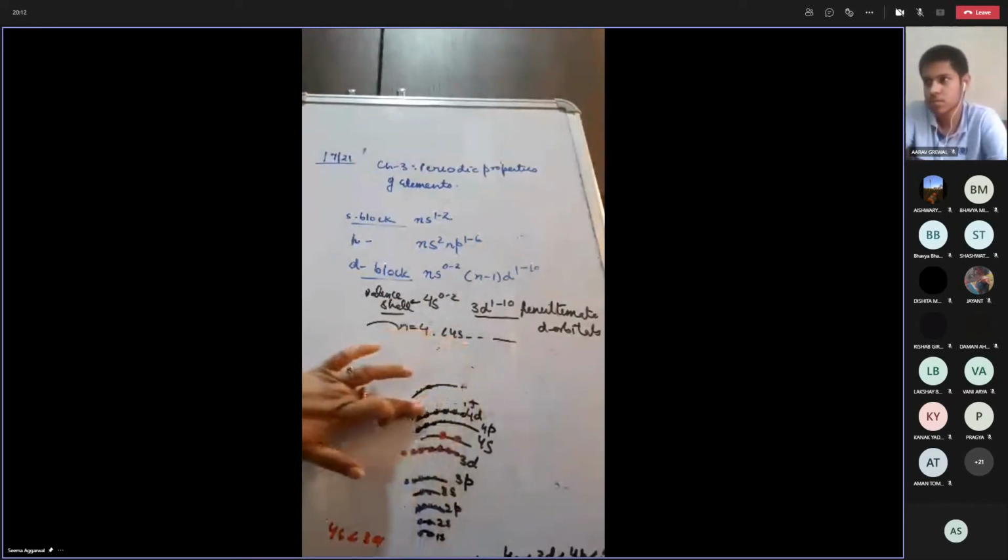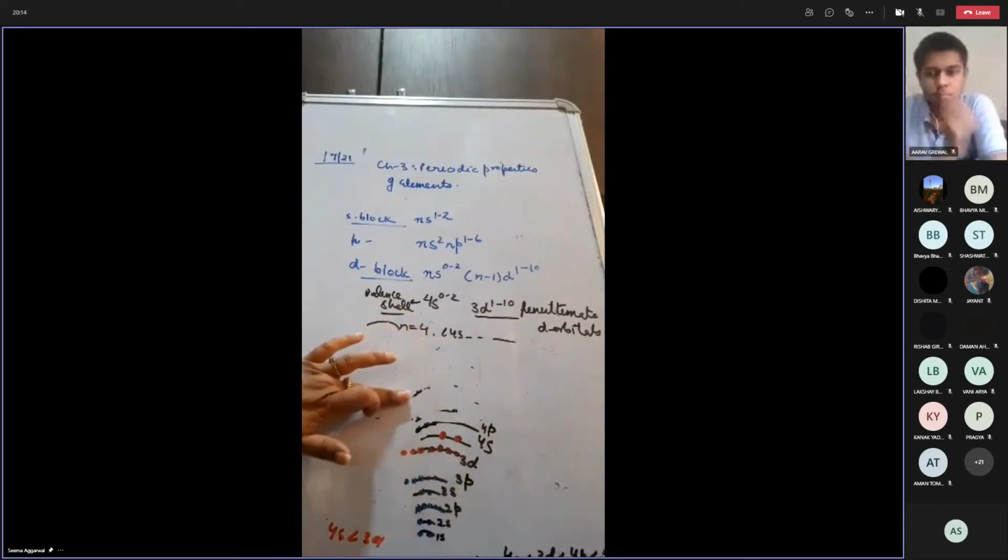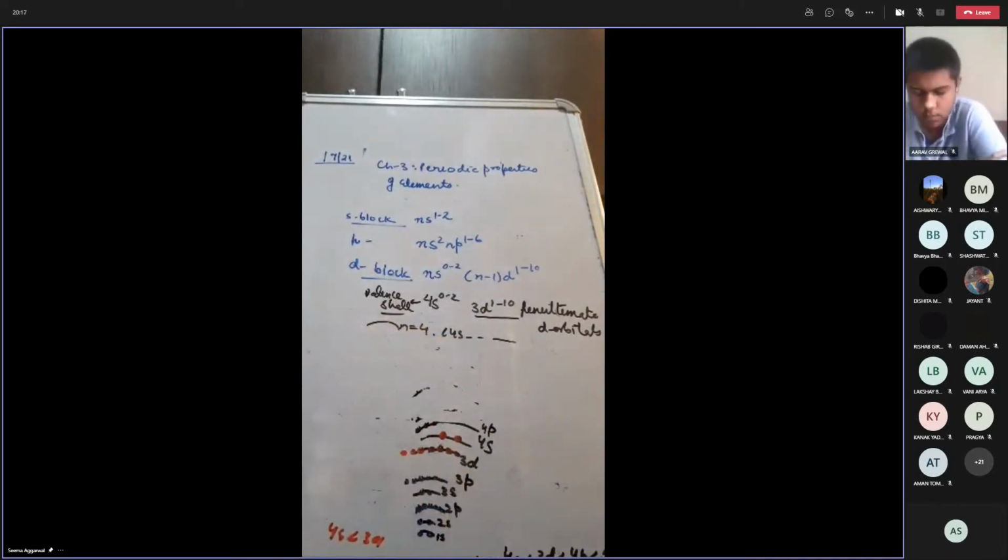Clear? But you have to keep in mind which will be the valence shell here if I am writing like this. Valence shell means outermost. I am talking of this one. If I am writing like here, which will be the valence shell, 4d or 5s? Ma'am, 5s. Highest value of n. Valence shell means highest value of n. So 3d orbitals are called penultimate d orbitals. 4s is called the valence shell if I am talking of the 3d elements.